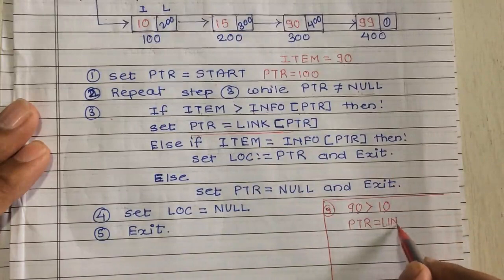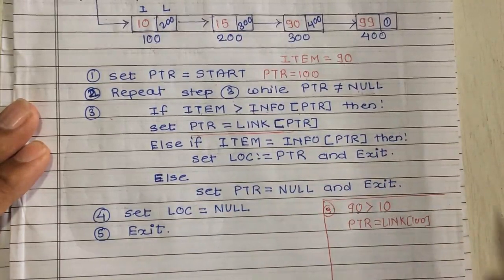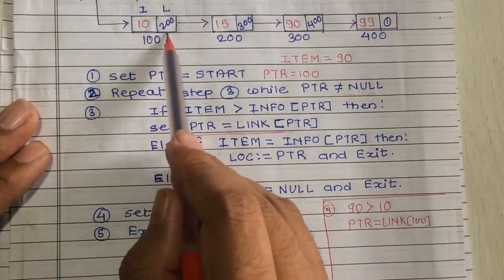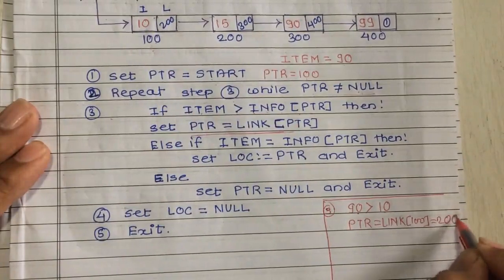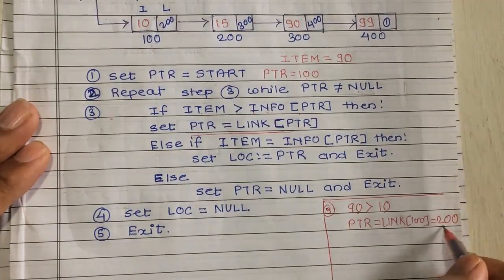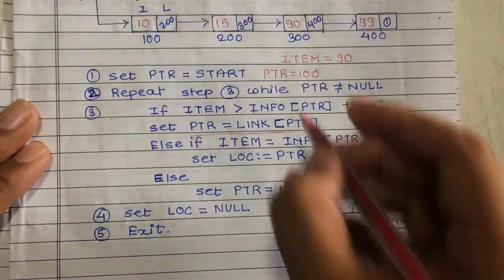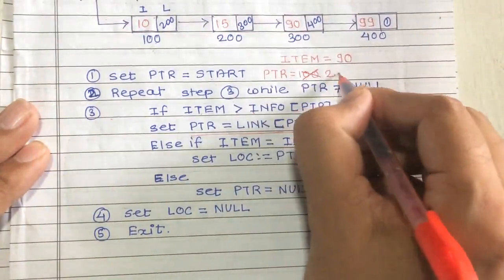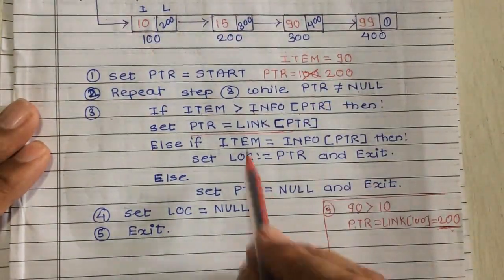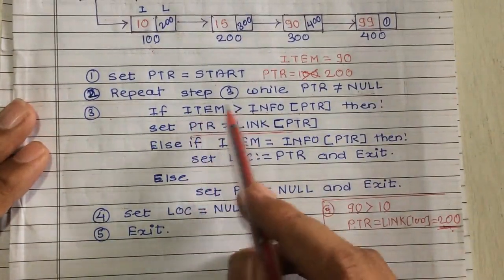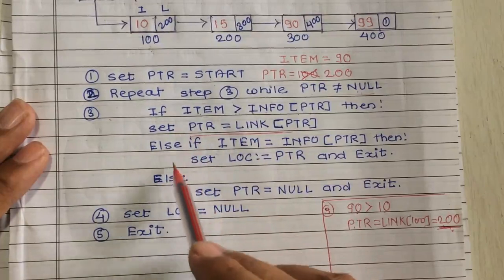That is, link of the value of PTR, 100. Link of 100, this is 100, and the link part of this 100 contains 200. So it equals 200. Now instead of 100, the value of PTR becomes 200. So I will scratch this. Now the value of PTR is 200.